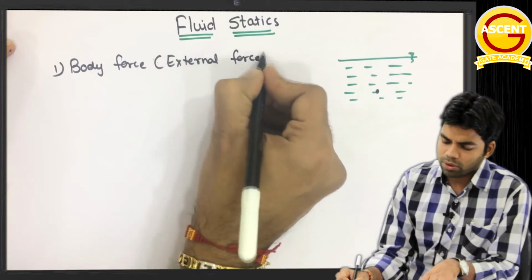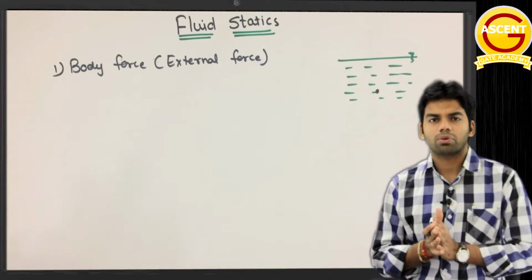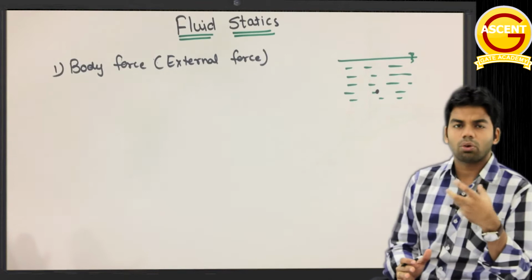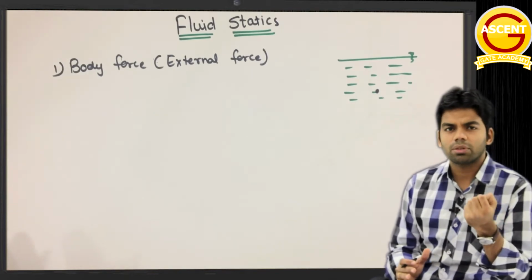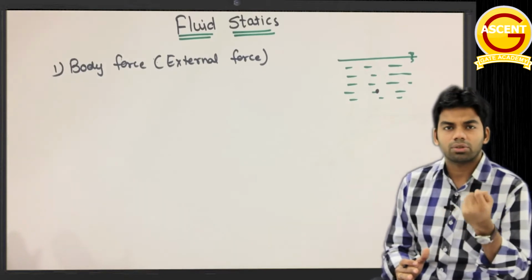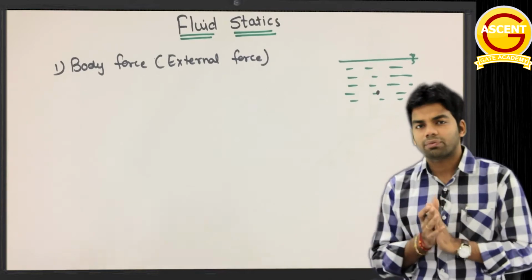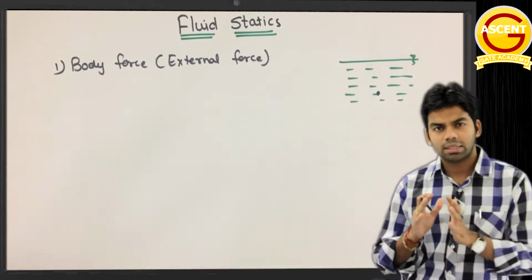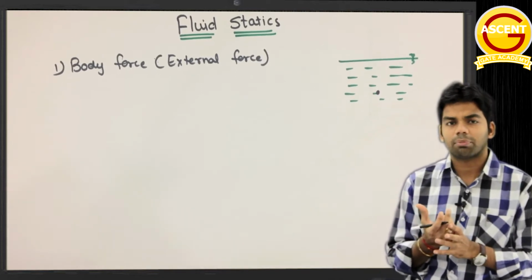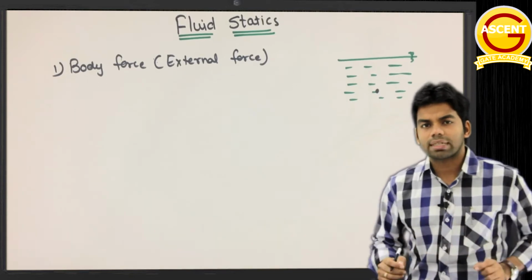Body force means the force which is acting throughout the body, throughout the mass of the body. For example, the gravitational force acts throughout the mass of the body, that is body force. Electrostatic force: if the fluid element is under the influence of an electrostatic field, then the electrostatic force will act. If it is under the influence of a magnetic field, then the magnetic force will act. So these are the body forces which are acted upon by external means. So these are called body force, or you can call it external force.